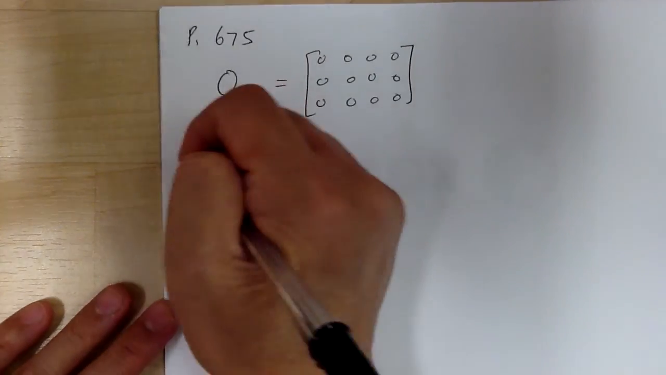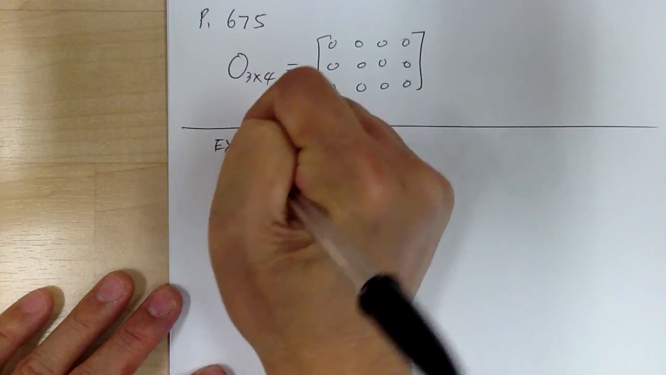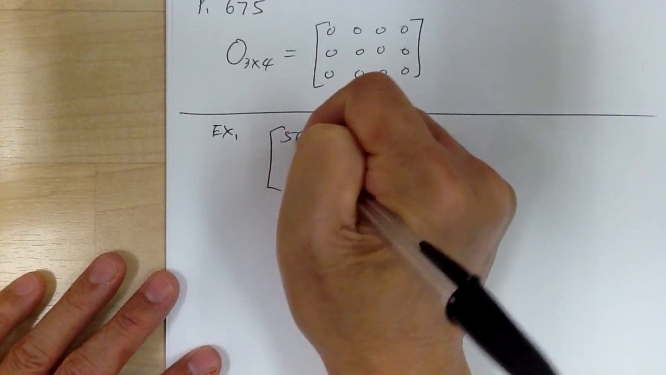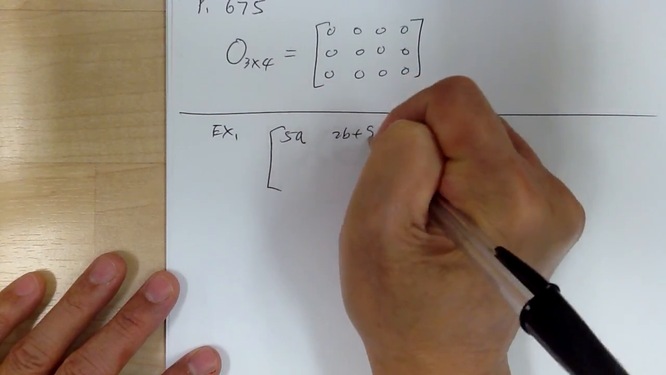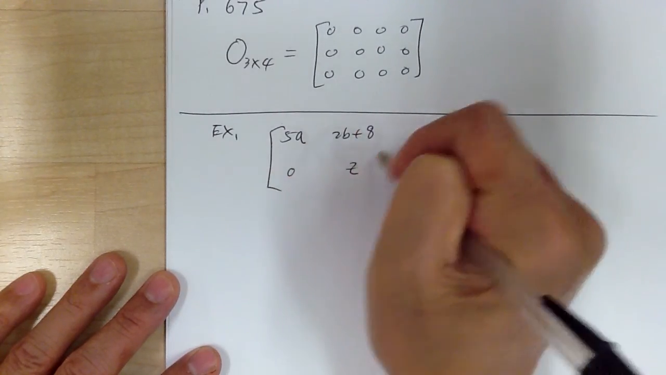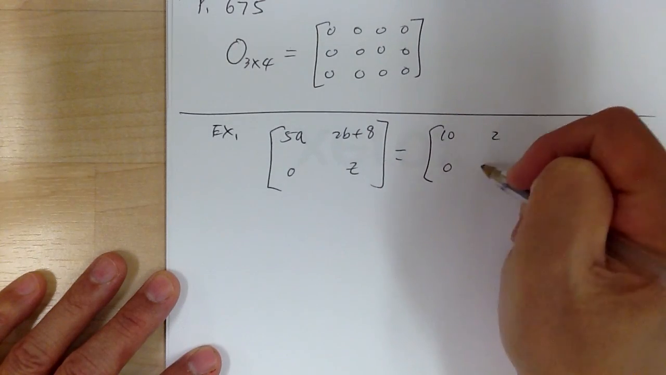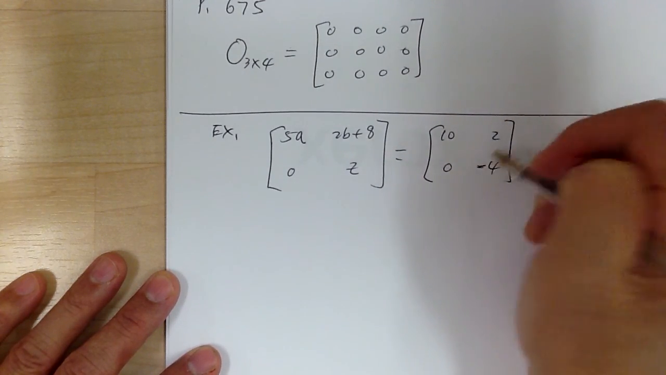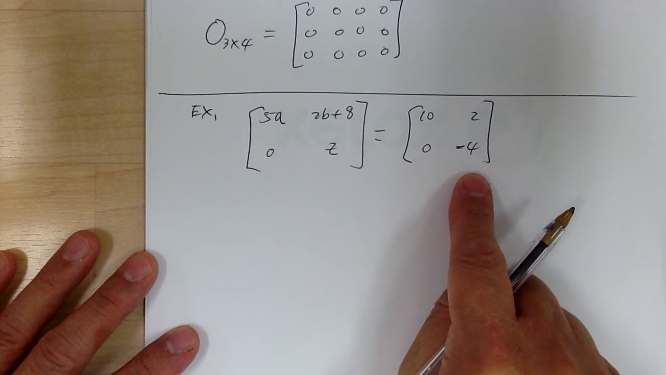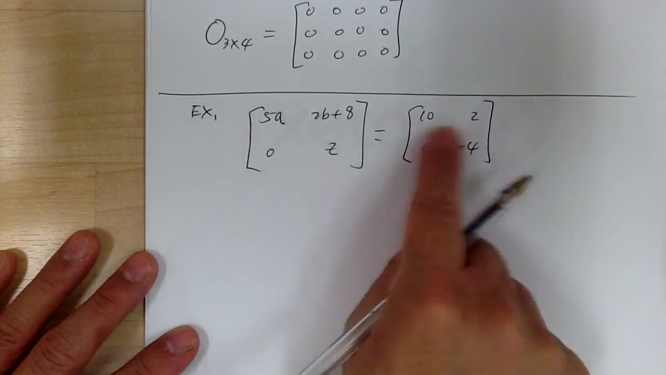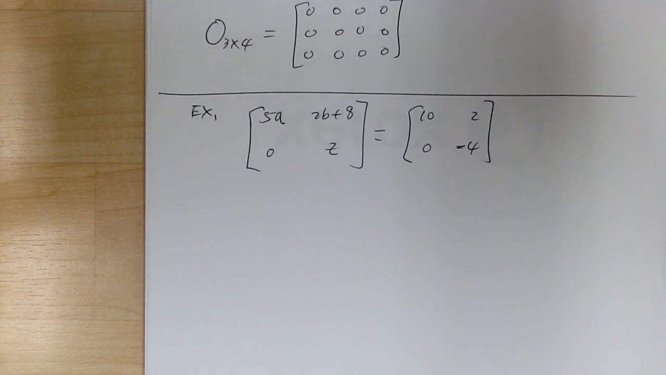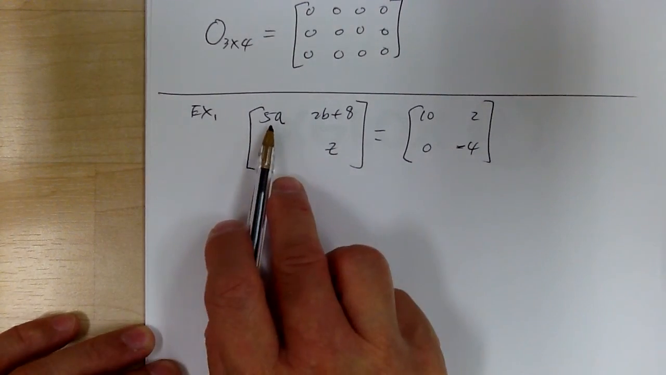If you look at the example, you have 5a, 2b plus 8, 0 and z. And this is equal to 10, 0, 2, negative 4. So basically you have 4 entries, or 4 elements, so you have 4 equations. The purpose of a matrix is to be able to condense a lot of information into an easier, simpler format. So all you have to do is match.